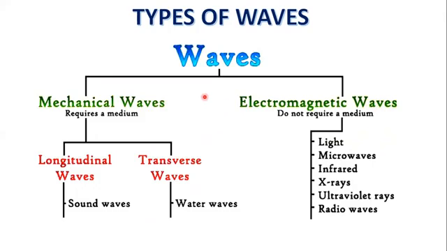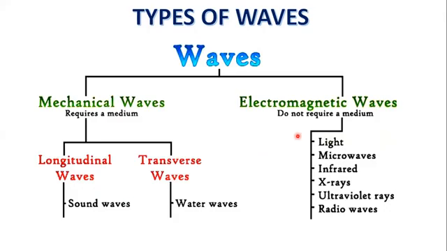There are two types of waves: mechanical waves and electromagnetic waves. Mechanical waves require a medium for their propagation. Mechanical waves are further divided into two types: longitudinal waves and transverse waves. Sound waves are an example of longitudinal waves. Water waves are an example of transverse waves.